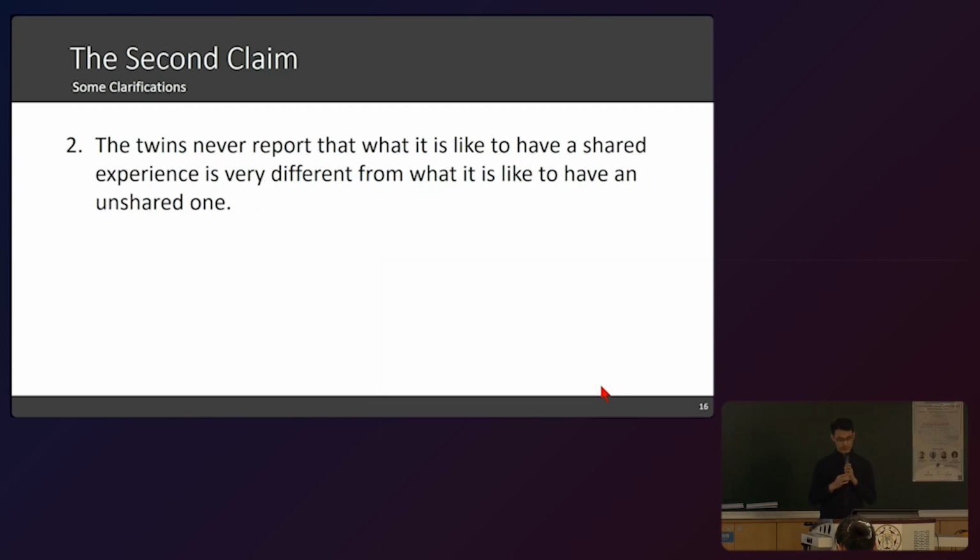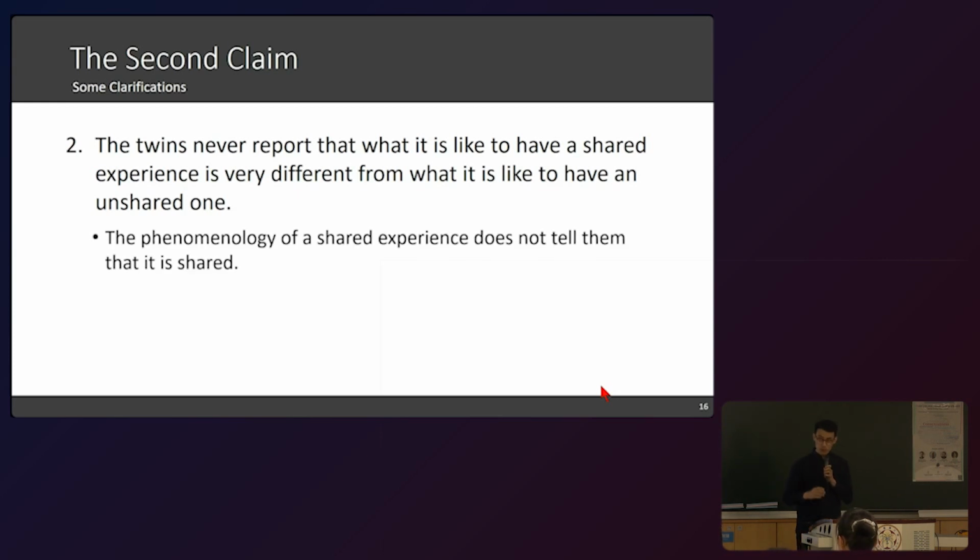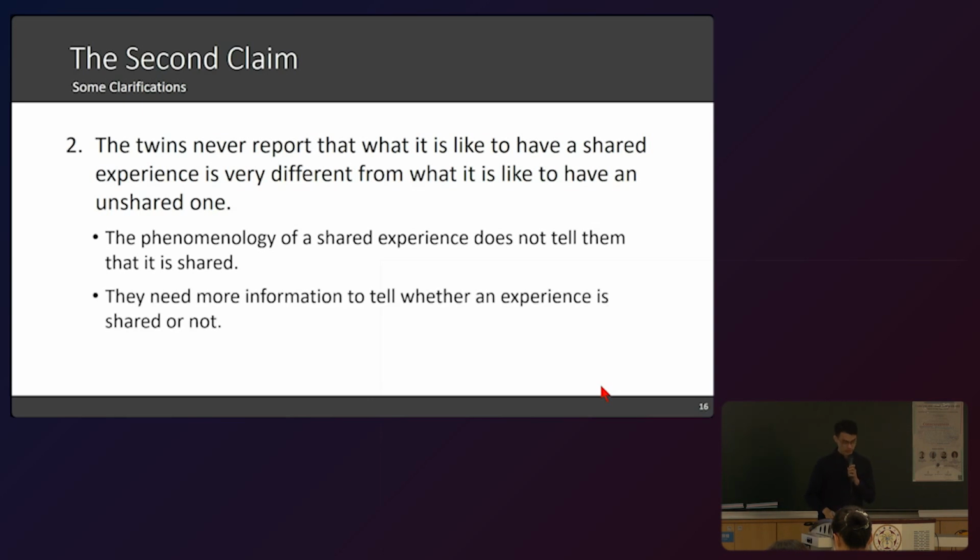The next clarification is that the twins never report that what it's like to have a shared experience is very different from what it's like to have an unshared one. While much more evidence is needed, I suspect that the phenomenology of a shared experience does not tell them that it is shared. It's not as if a shared experience comes with a label indicating that it is shared. I don't think that's the case. They need more information to tell whether an experience is shared or not.